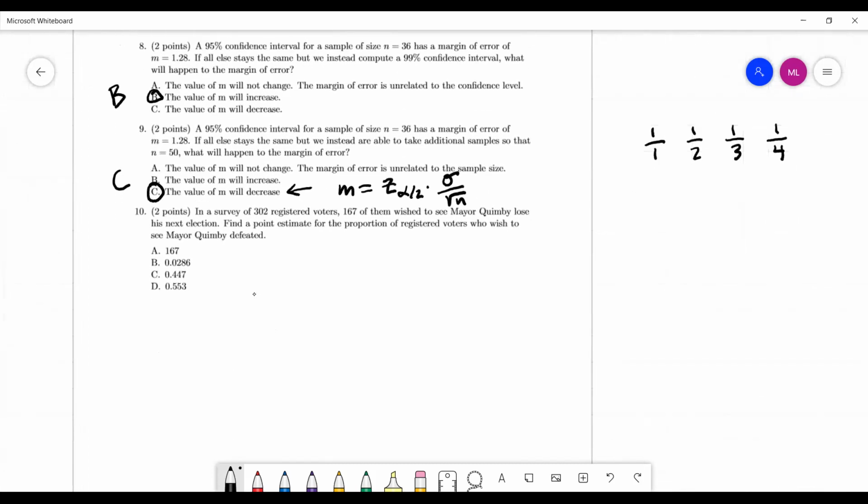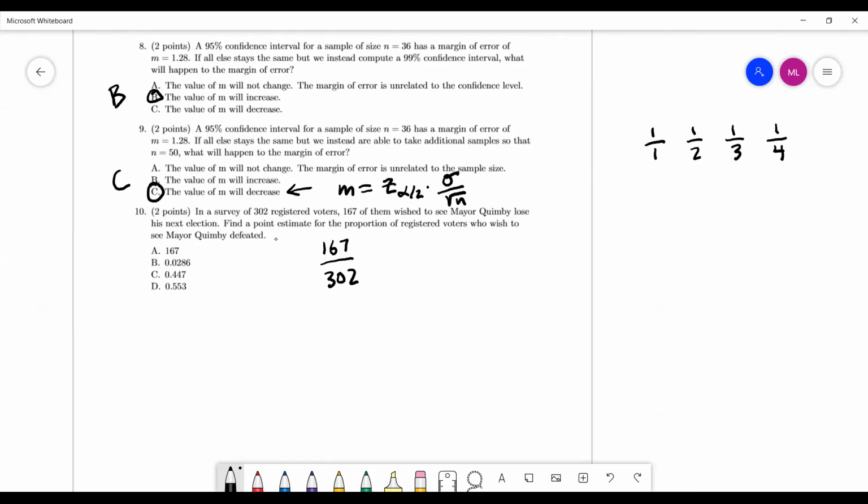In the last problem, in a survey of 302 registered voters, 167 of them wish to see Mayor Quimby lose his next election. Find a point estimate for the proportion of registered voters who wish to see Mayor Quimby defeated. And in this case, our point estimate, that's just our best guess given the information available. In this case, it's a proportion, and the proportion is going to be 167 out of 302.